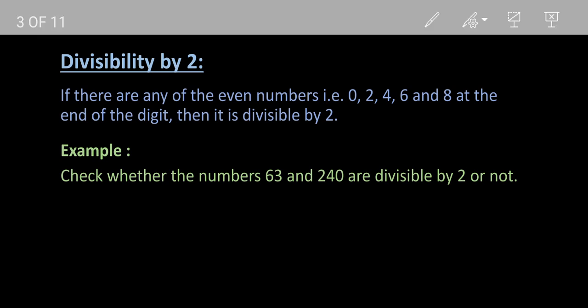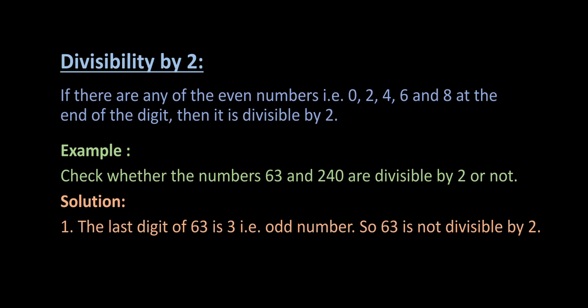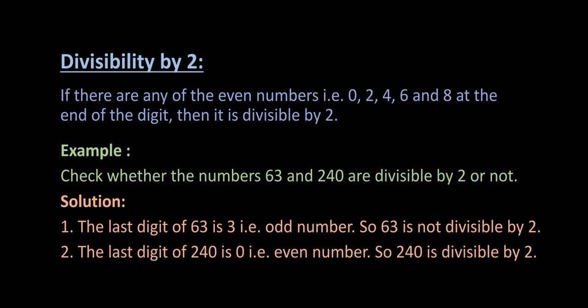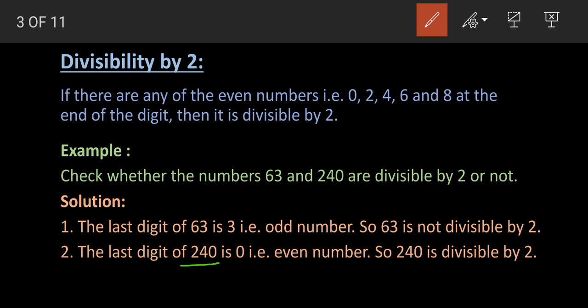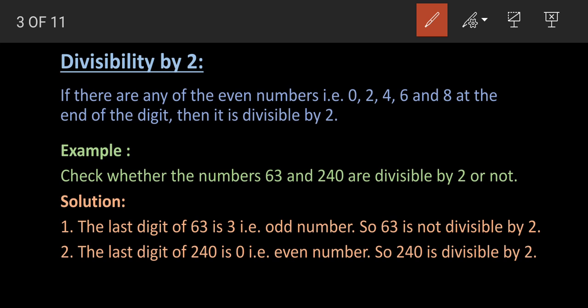Here is an example. Check whether the numbers 63 and 240 are divisible by 2 or not. Here is the solution. The last digit of 63 is 3, which is not an even number, that is an odd number. So 63 is not divisible by 2. Now come to the second example. The last digit of 240 is 0, which is an even number, or we can say it belongs to this group, that is 0, 2, 4, 6 or 8. So we can say that this number is divisible by 2. In this way you have to check the divisibility test of 2.